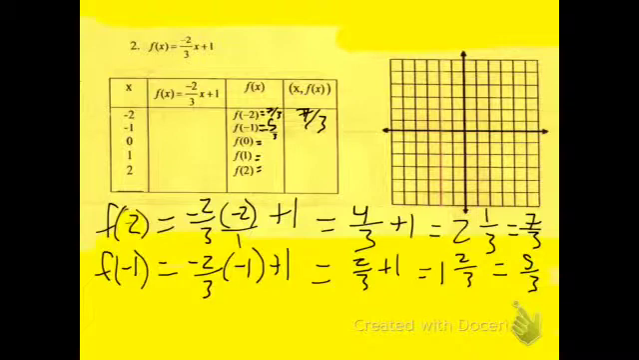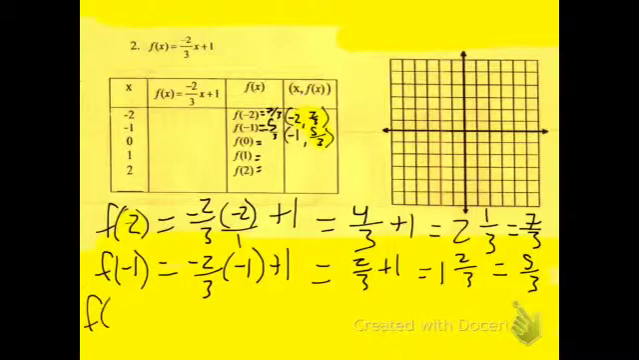And so when you're writing the point here, you're going to write down (-2, 7/3). And then you write the point here, (-1, 5/3). Alright, so once again, guys, you're just taking the numbers and plugging them into your function.